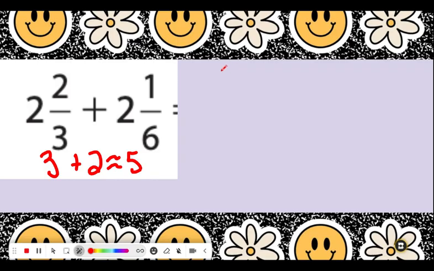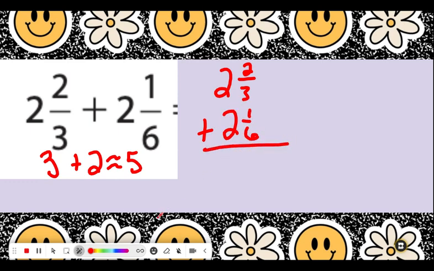So now let's go through it. So we have 2 and 2/3 plus 2 and 1/6. So we need common denominators. So I see a 3 and a 6. So I see 6 as our lowest common denominator. So 1/6 is going to stay the same. 3 times 2 is 6. 2 times 2 is 4.